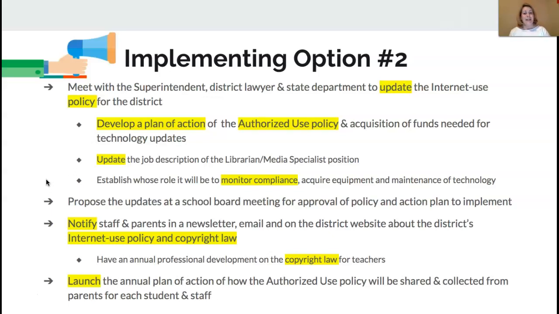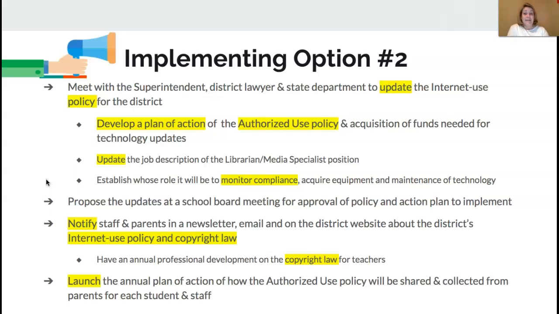We need to develop a plan of action for the AUP and an acquisition of funds needed for technology updates. We need to update the job description of the media specialist, or we need to create a new job description for the roles of a computer lab monitor. We need to establish whose role it will be to monitor compliance and acquire the equipment and maintenance of the technology.